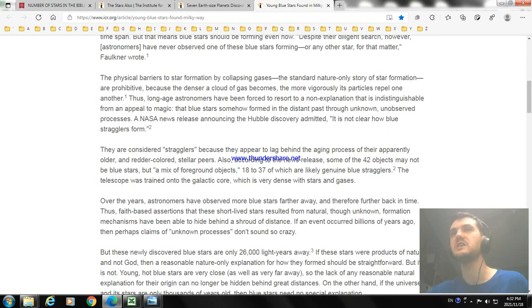For instance, one news announcement about a discovery admitted it is now clear how blue stragglers form. They're called stragglers because they appear to lag behind the aging process, apparently younger and bluer than their stellar peers. Also, according to the news, some 42 objects may not be blue stars, but a mix of foreground objects, with 1,837 blue stragglers. The telescope is aimed at a galactic core, which is very dense with stars and gases.